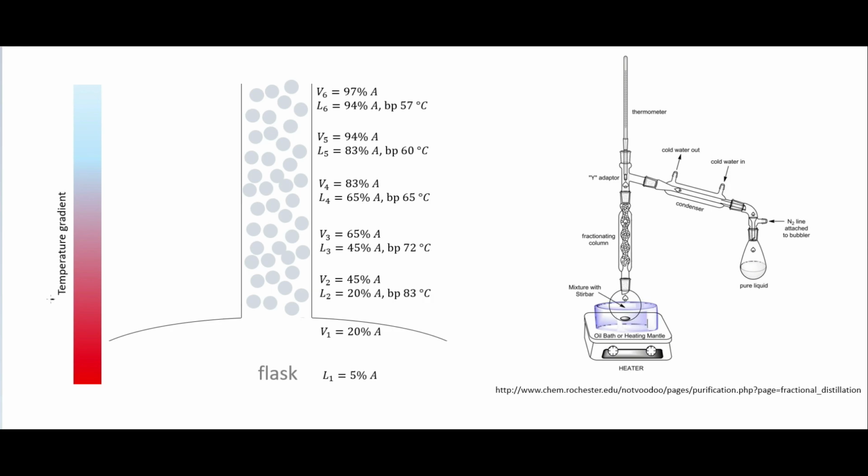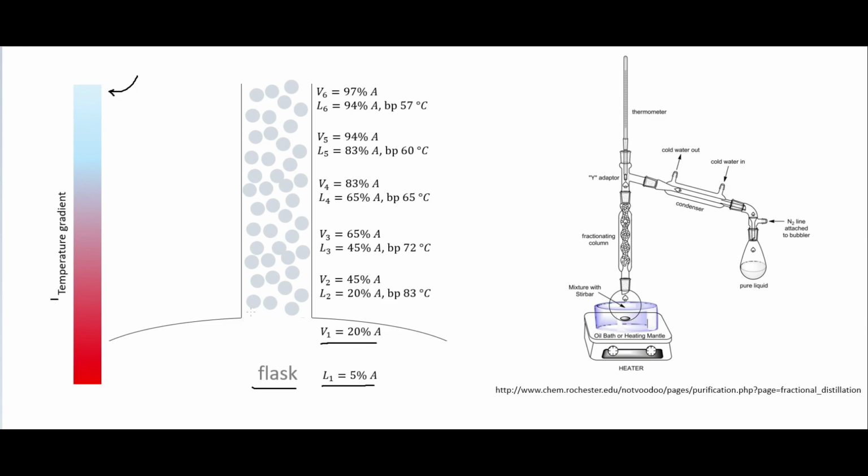So this is our temperature gradient. We're in the flask. It's the hottest. Once it starts going up the column, it starts cooling down. And so we have here in our flask that our liquid is only 5% A. And so the vapor is going to be 20% A.